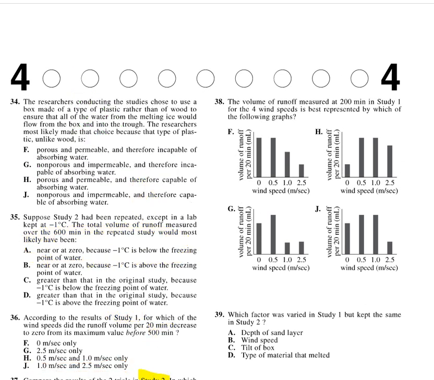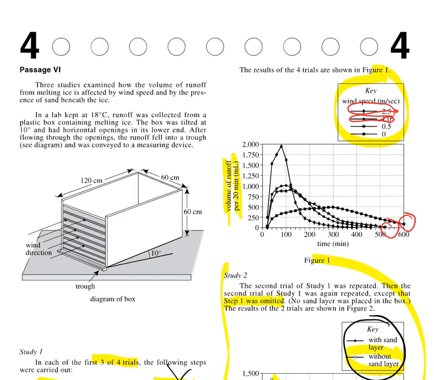All right, so number 38. The volume of runoff measured at 200 minutes, so we're looking at two things, 200 minutes in study 1, for the 4 wind speeds is represented by the following graph. So this one's a little bit weird, but we're going to figure this one out. So 200 minutes, study 1. We're going to look at 200 minutes, and we're looking at study number 1, and we're going to see what happened for this graph.